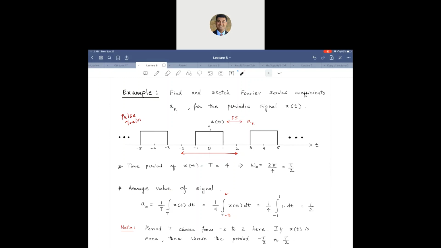Then we move on to finding the average value of the signal. Half the time it is on, half the time it is off. When it is on, it is 1. When it is off, it is 0. So the average value should be half. That is a very straightforward way of coming to the same conclusion as saying a sub 0 is 1 over T integration over one time period of x of t dt. If you plug in t as -2 to 2, or -1 to 3, or 0 to 4, no matter what you do, you will get 1 over 4 times the integration over one time period, which evaluates to half.